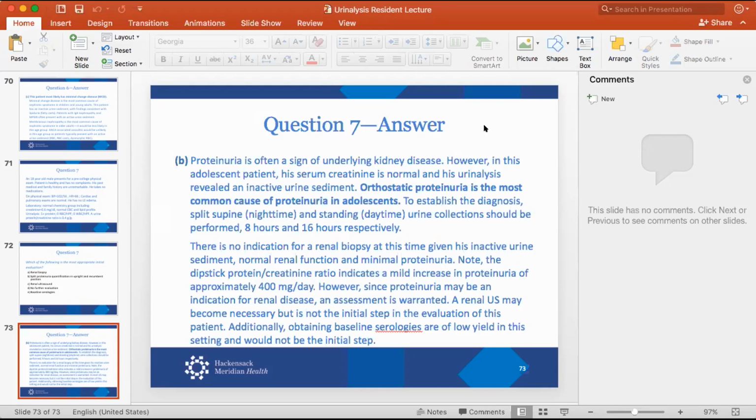So I think it's really important. The UAs are really important to know what you're looking at. And I just think it's a really cheap test, and it should be something that you consider on almost all the patients that are coming in.